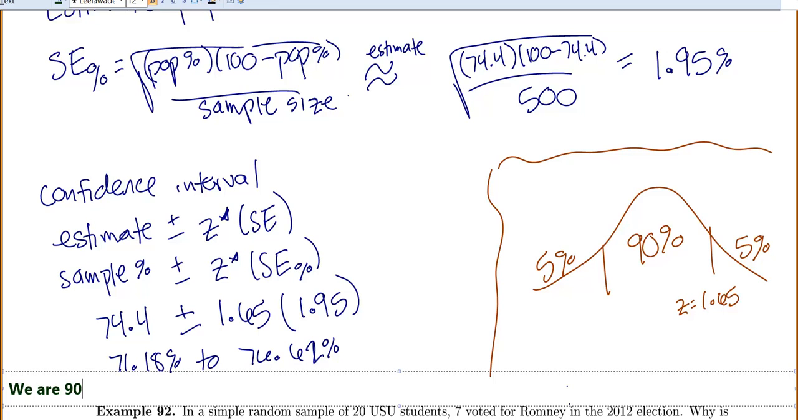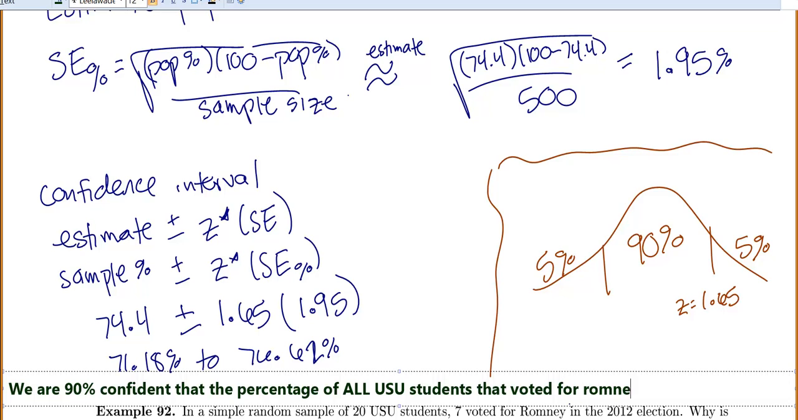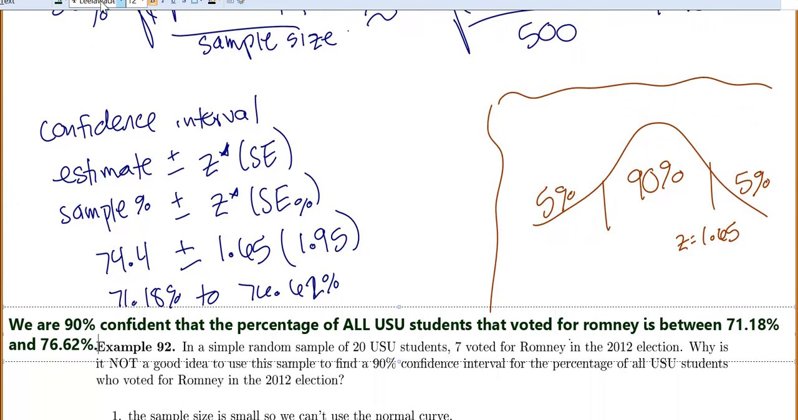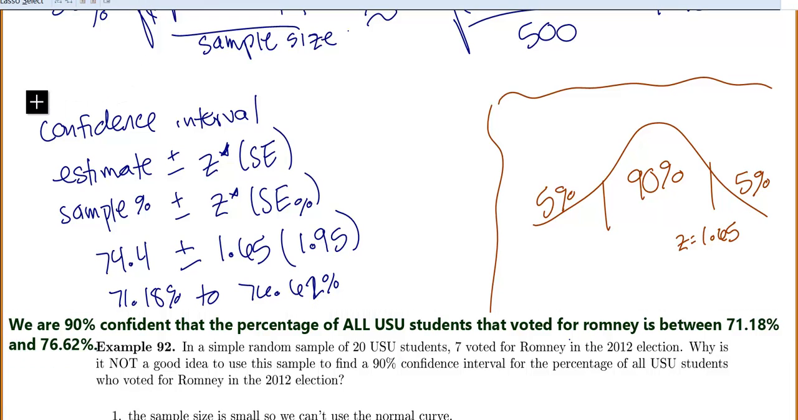And this means that we are 90% confident that the percentage of all USU students that voted for Romney is between 71.18 and 76.62%. And that's how you would interpret that. So we don't know for sure, but we're 90% confident that the population percentage is between those 2 numbers.